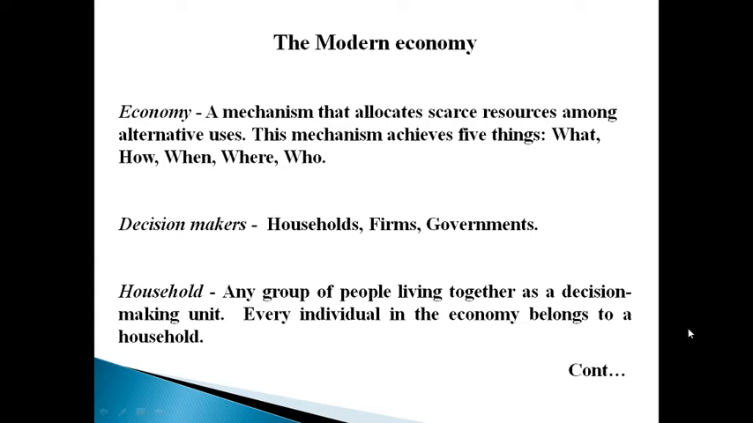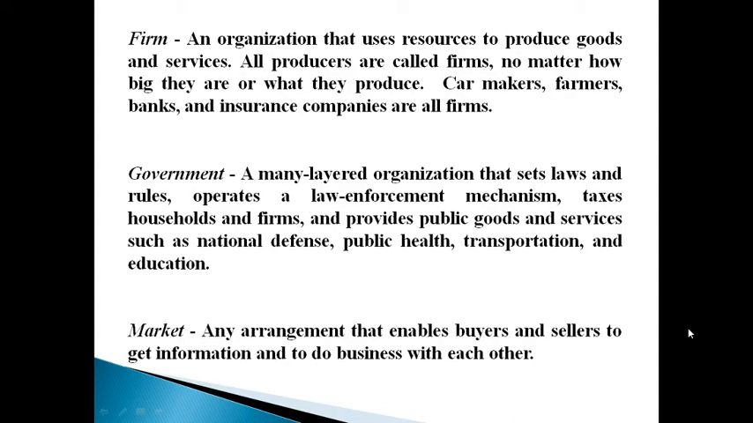What decisions are they going to take? Household: any group of people living together as a decision making unit. Every individual in the economy belongs to a household. That is what a household is. Next, firm: the organization that uses resources to produce goods and services. All producers are called firms. No matter how big they are or what they are producing, car makers, farmers, banks, and insurance companies are all considered firms.